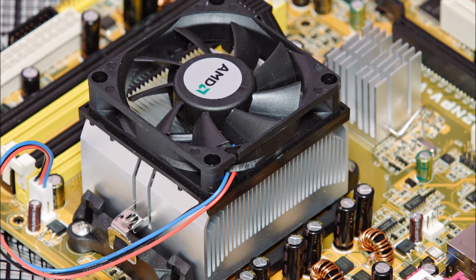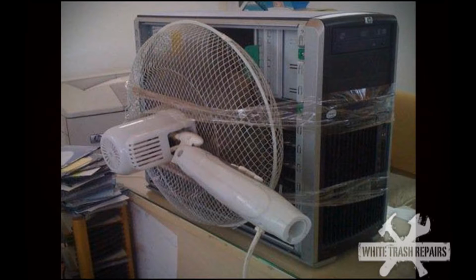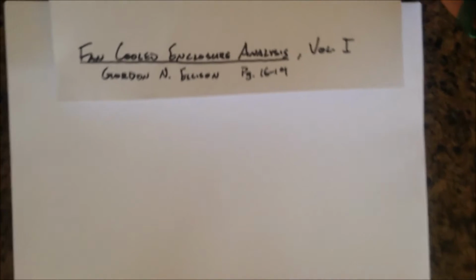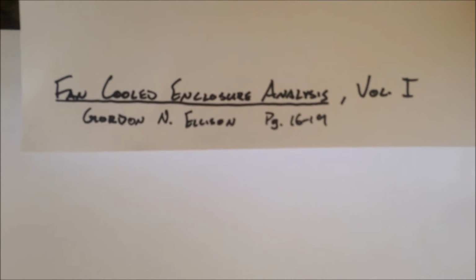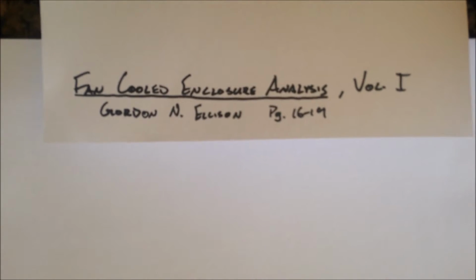In this video, we will be discussing the dynamic feedback control system that keeps every computer cool. Every computer, from the ones built in the 90s to the ones protecting our country, needs a controllable fan to stay cool. So we got our information from Fan-Cooled Enclosure Analysis, the first volume done by Gordon and Ellison.